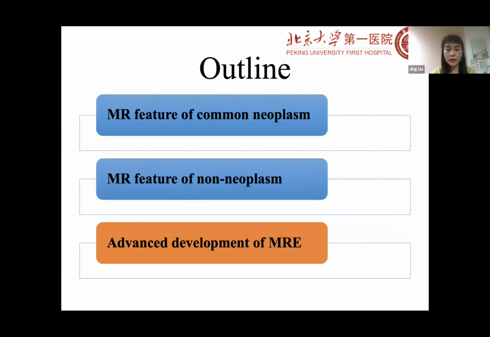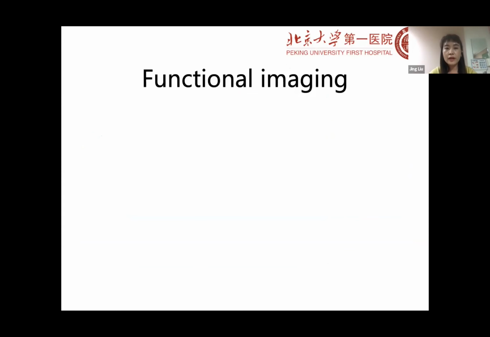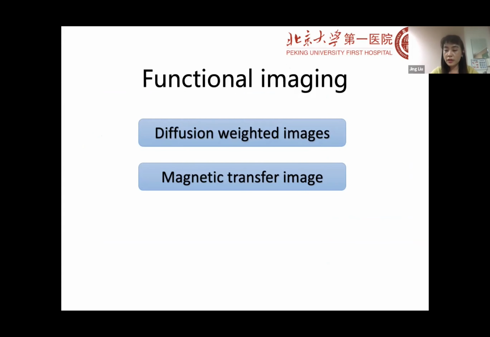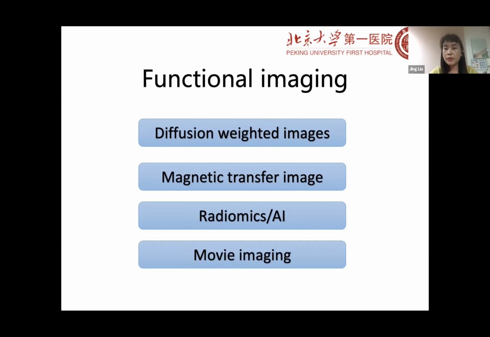Okay, let's move to the last part, the advanced development of MR enterography. As I mentioned before, there are many sequences that could be chosen for MR enterography, and some of them could provide functional information, such as diffusion weighted imaging, abbreviated as DWI, magnetization transfer imaging, abbreviated as MT. And this is the popular one, radiomics, artificial intelligence, such as deep learning, machine learning, and so on. And also the movie imaging.